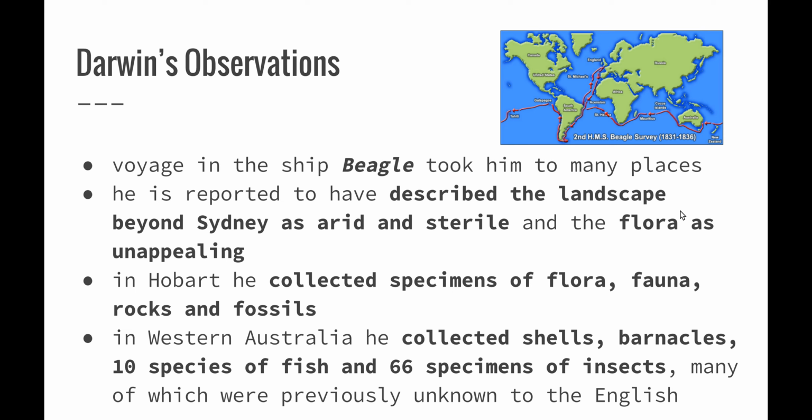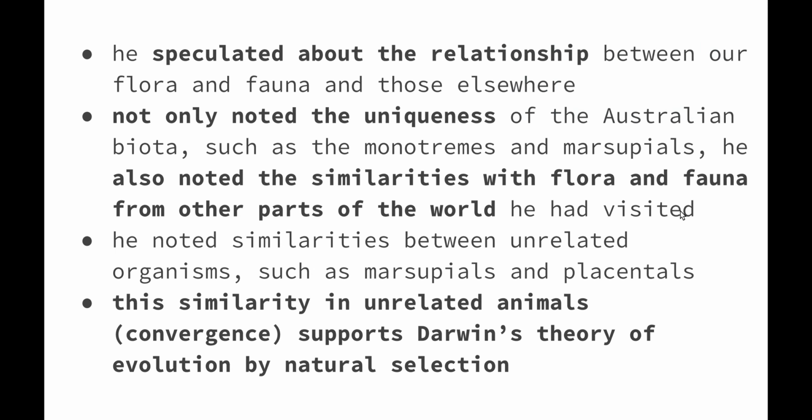In Hobart, he collected specimens of flora, fauna, rocks, and fossils. In Western Australia, he collected shells, barnacles, 10 species of fish, and 66 specimens of insects, many of which were previously unknown to the English. His visit to Australia was towards the end of his journey, when he was keen to return to England. His observation of our flora, fauna, landscape, and people feature in his writings.